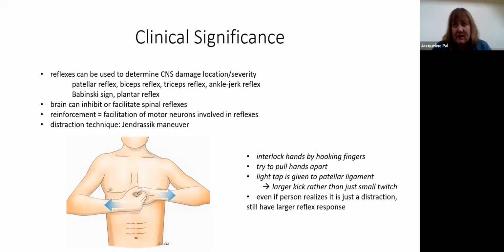And what this does is it makes the reflex more significant. So for instance, if you are actively trying to inhibit the reflex to show that you don't have it, this distraction technique will make it more likely to be seen.